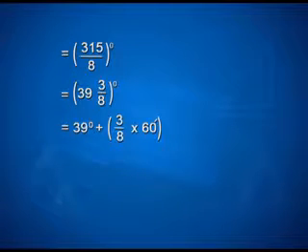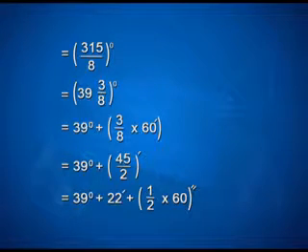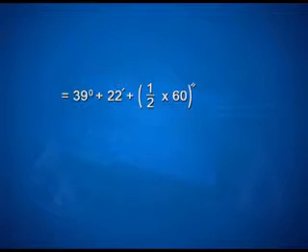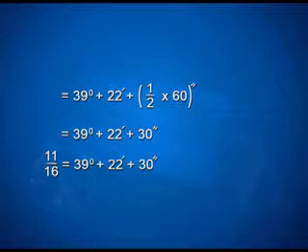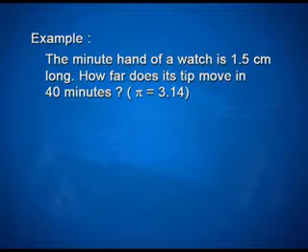39 degrees plus 3 upon 8 into 60 minutes can be again expressed as 39 degrees plus 45 upon 2 minutes, or 39 degrees 22 minutes and half of 60 seconds, which is 39 degrees, 22 minutes and 30 seconds. One more example: the minute hand of a watch is 1.5 centimeters long.